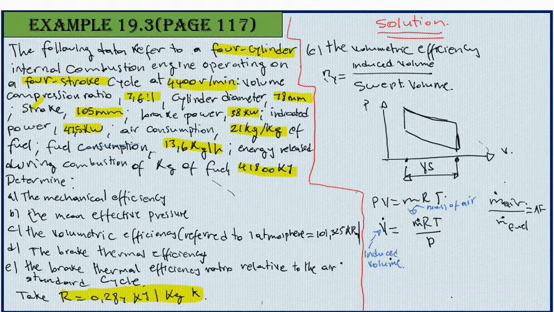So we have the induced volume, which is given by this relation, and the air fuel ratio, which is given by this relation here. So then we can determine the mass of air by multiplying these two.